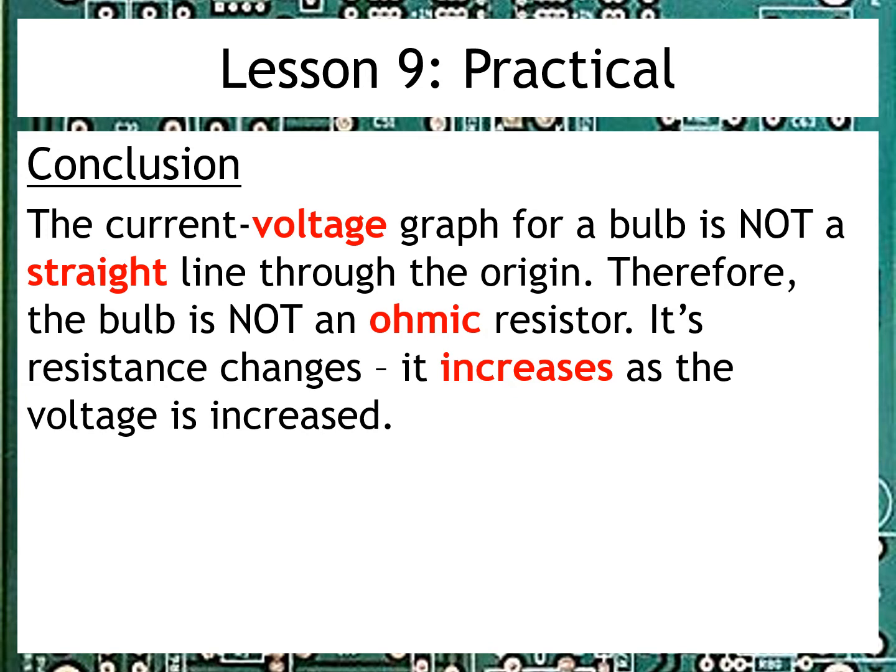Going a little bit beyond that, the reason for this is because a filament bulb gets hot as you increase the potential difference across it. And we don't see this as much in our homes today because we have energy efficient bulbs, but this is what happens on a filament bulb.